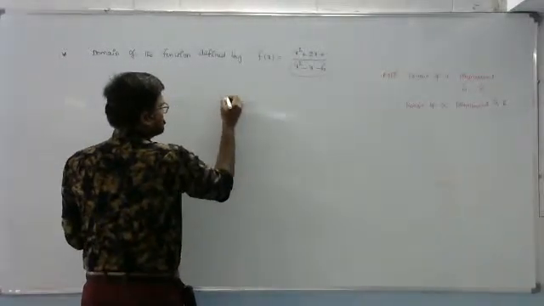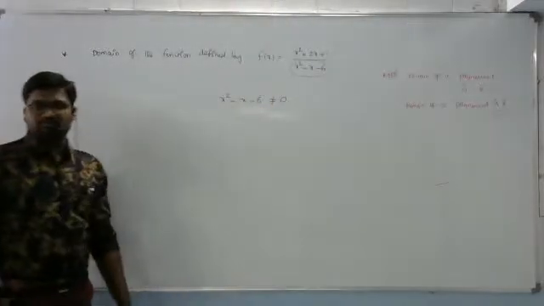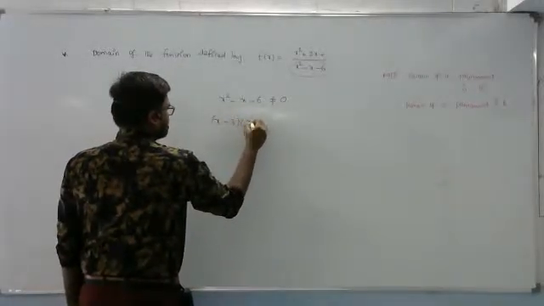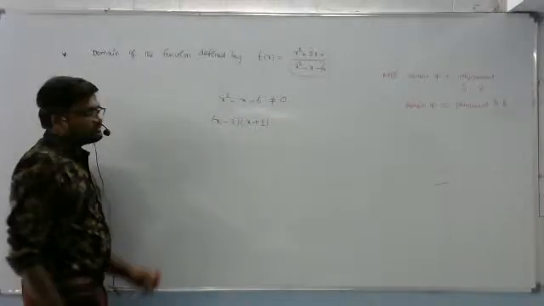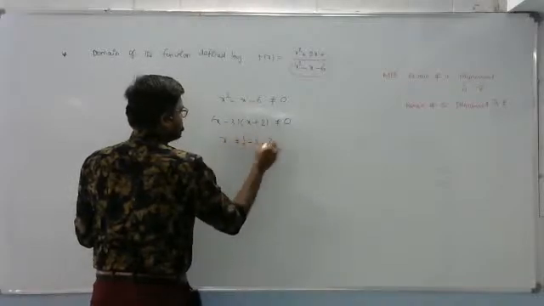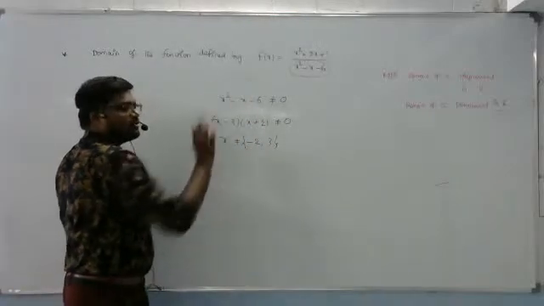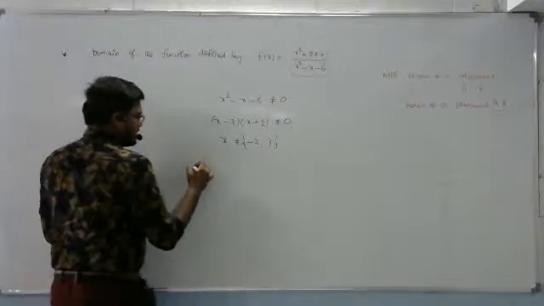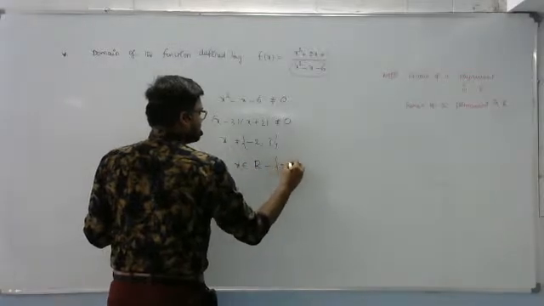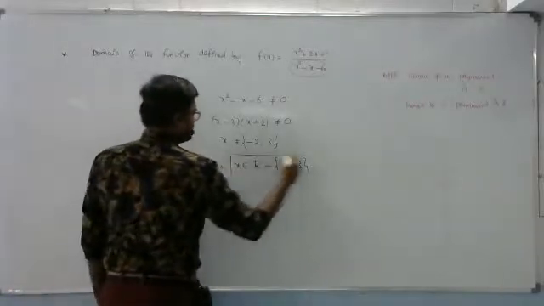So what is the domain of this one? Simply x square minus x minus 6 not equal to 0, correct? So you factorize this one: x minus 3 into x plus 2, because minus 3 plus 2, which is not equal to 0. So x cannot be equal to minus 2 and 3. That means except these two values, I can take all real numbers, isn't it? So can I write domain as x belongs to all real numbers except minus 2, 3? Correct? So this is the domain.